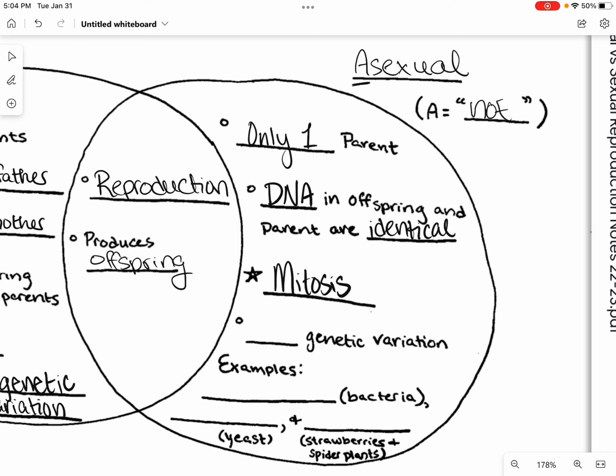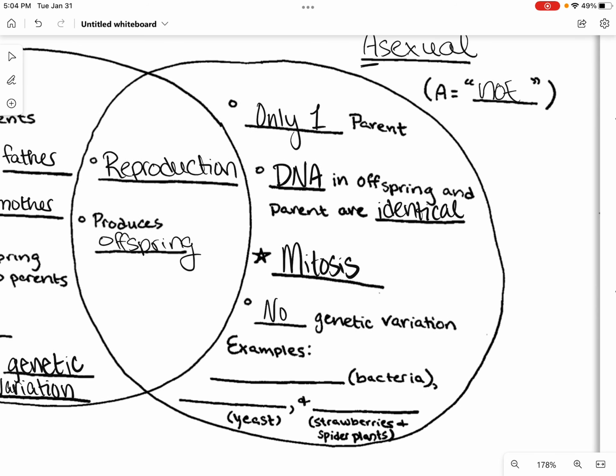We know that mitosis results in offspring that are identical to each other. It results in identical daughter cells. And so in asexual reproduction, there's going to be no genetic variation among offspring because of this. They are all going to have the same genes, the same traits as their parents did.